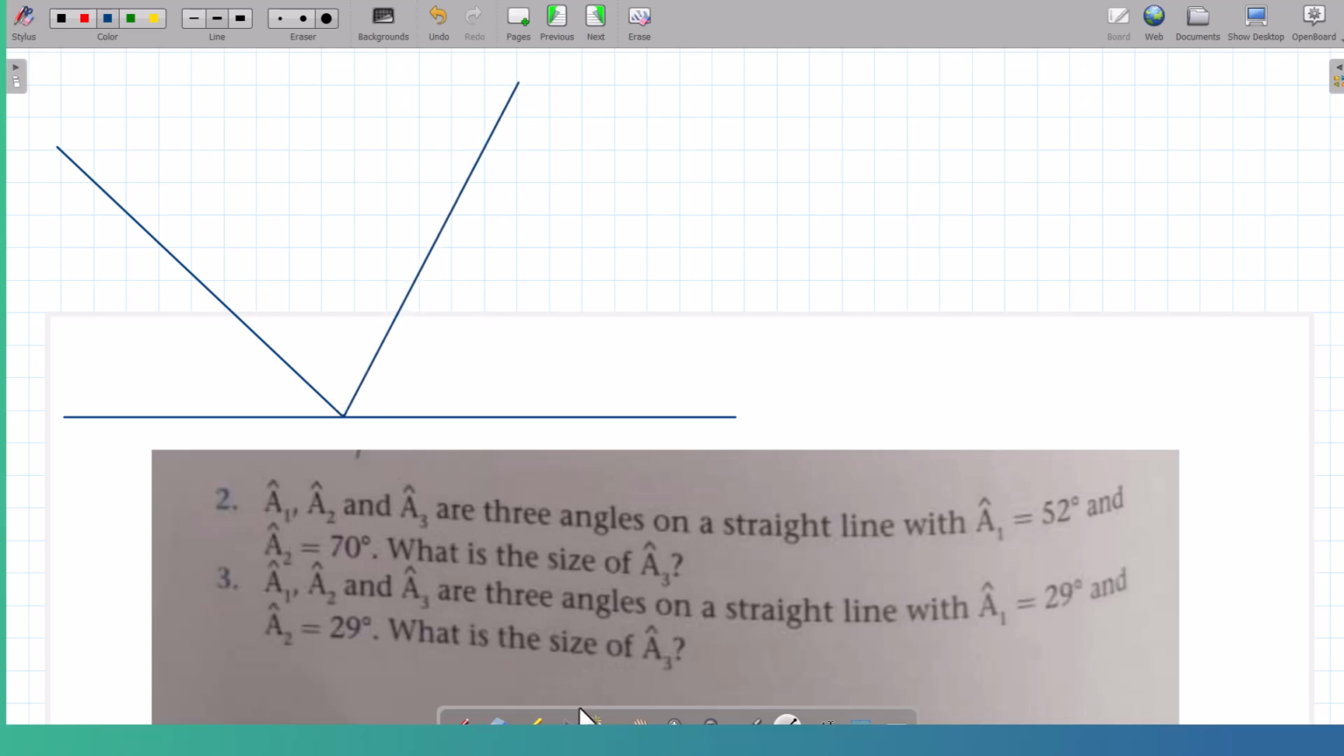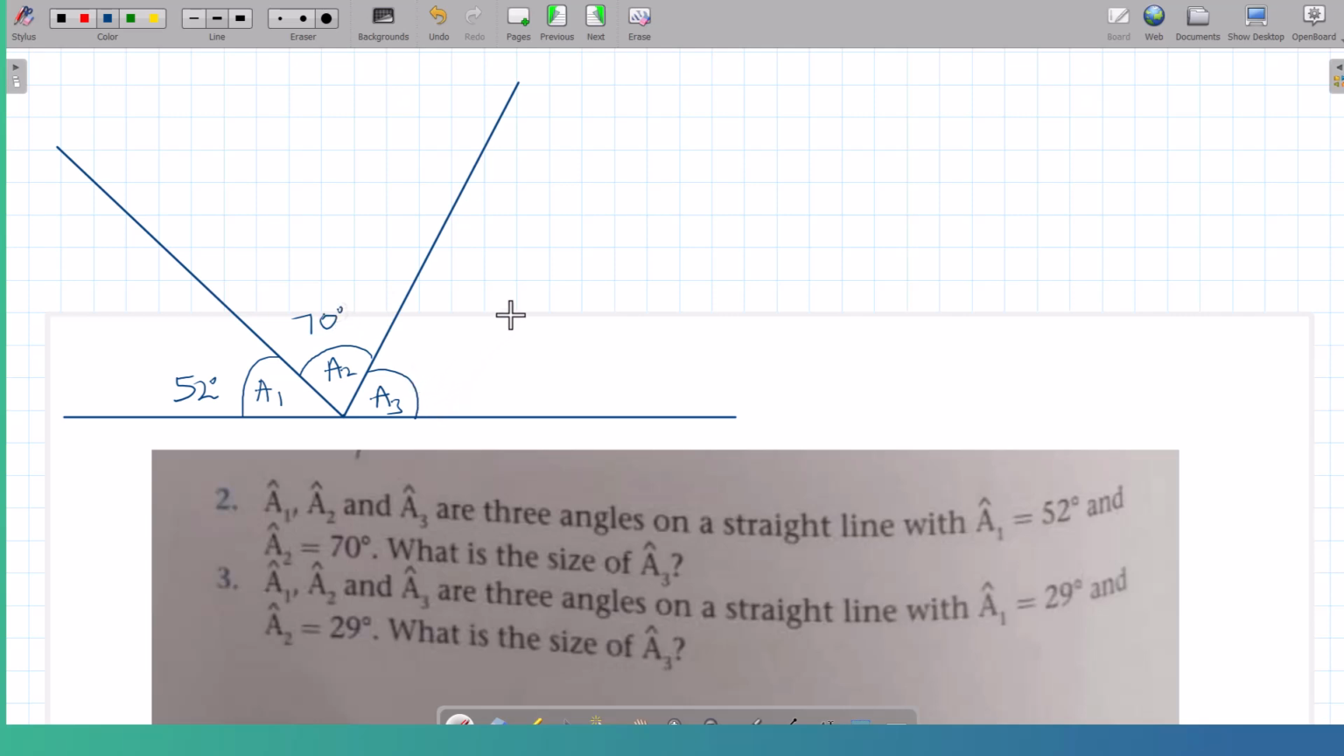So this is our angle A1, this is A2, and this is A3. They said that these angles are on a straight line, which you can see here. Now they gave us some of the angles. They said that angle A1 is 52, so I'm gonna put 52 here. Angle A2 is 70 degrees. I'm looking for angle A3.